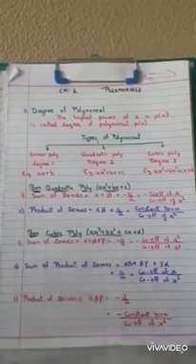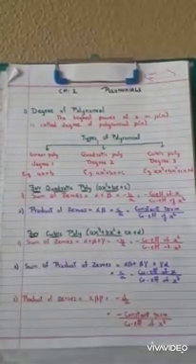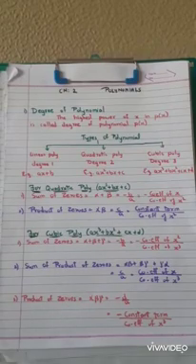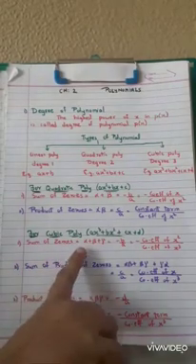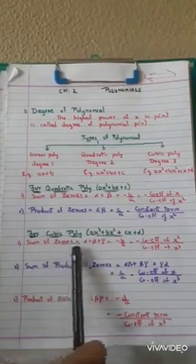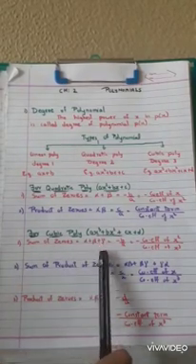For a cubic polynomial, the maximum number of zeros will be 3. That means we can get a maximum of 3 zeros. For 3 zeros, we will name them alpha, beta and gamma. So the sum of zeros is equal to alpha plus beta plus gamma.